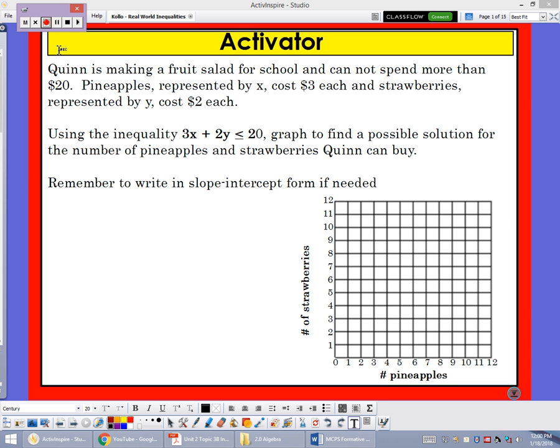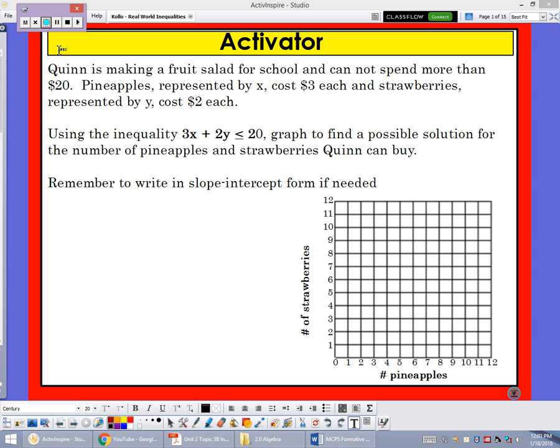Alright, so I am going to read the activator. After you are done listening and reading along with me to complete the activator, I want you to pause it before you actually check the work. So be honest with yourself. It's only going to help you because we will have an exit card on being able to graph and solve problems like this. So pause it after I read it. So let's read it together.